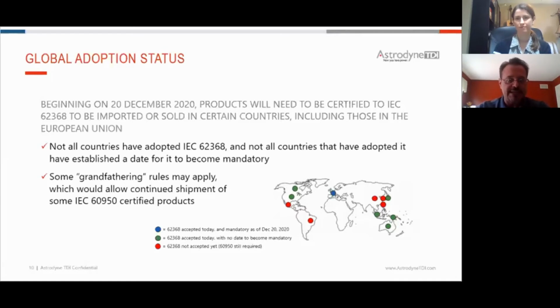In the US and Canada, in Japan, and in other areas like Australia and New Zealand, the 62368 standard is supported, but it's not mandatory yet. And to date, I do not know of any specific date when it will become mandatory. So we'll talk about that in a little more detail. Grandfathering rules, there are some grandfathering rules in most of the countries which will still allow the use of 60950 certified products. So we'll get to that in just a couple of slides.